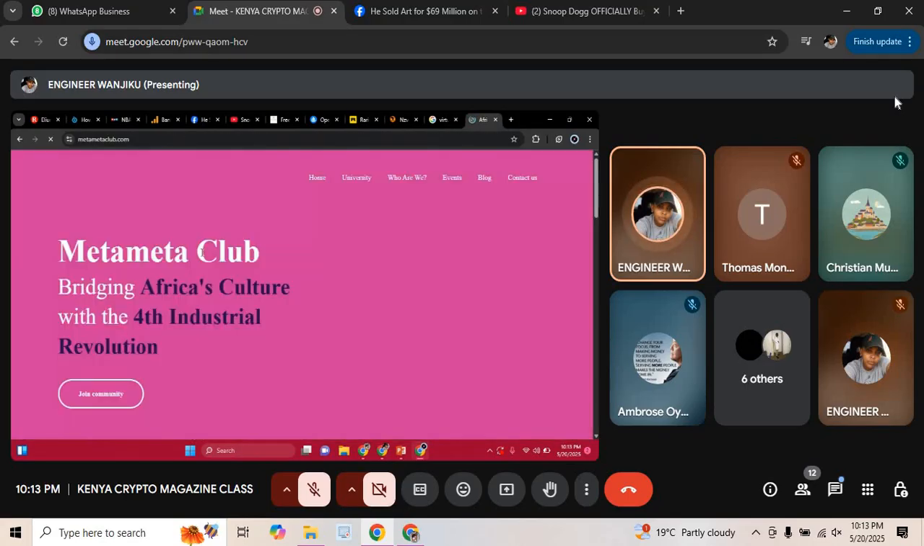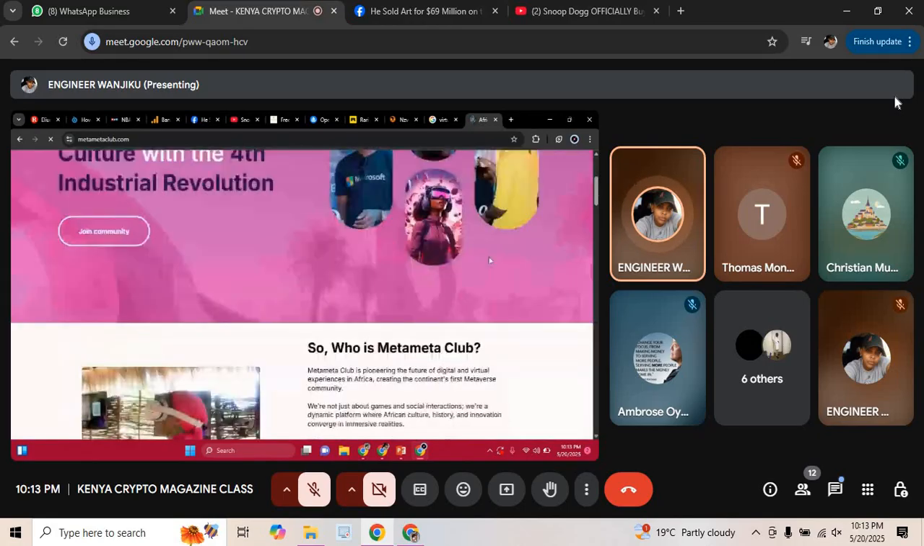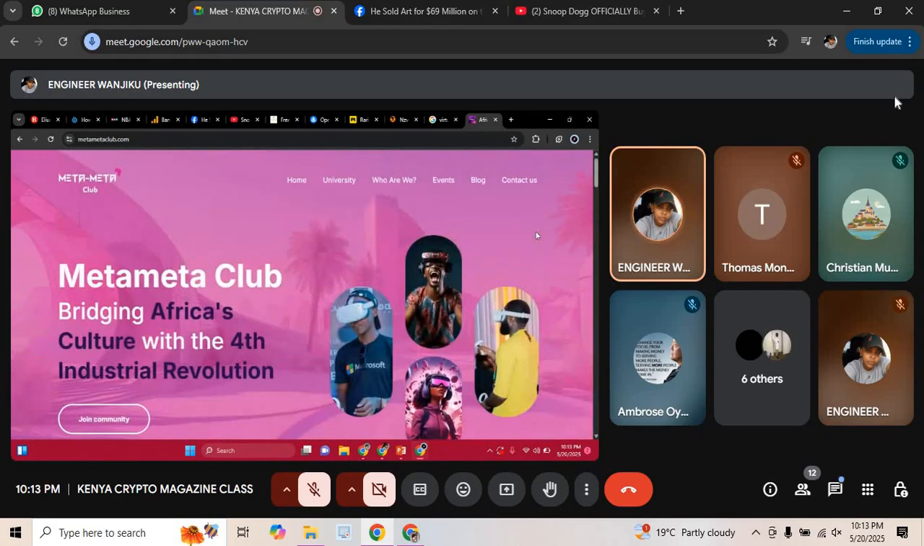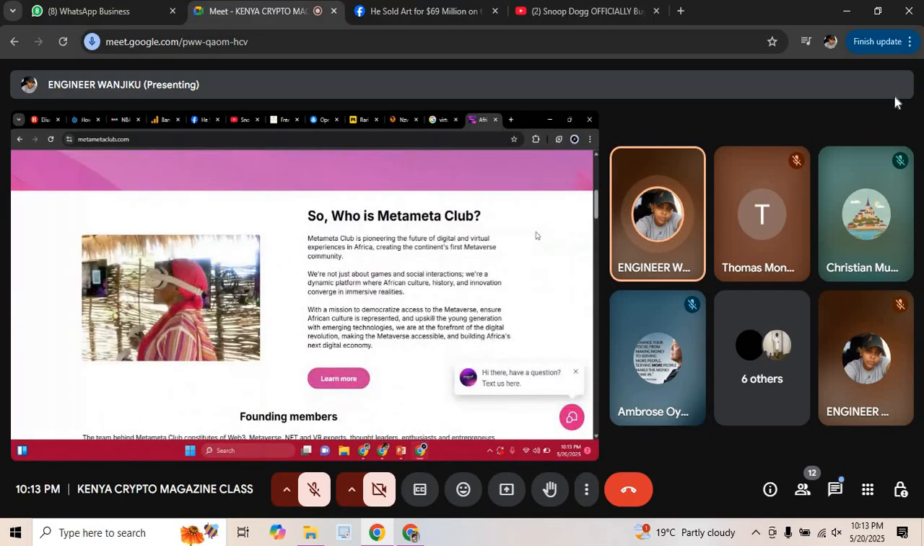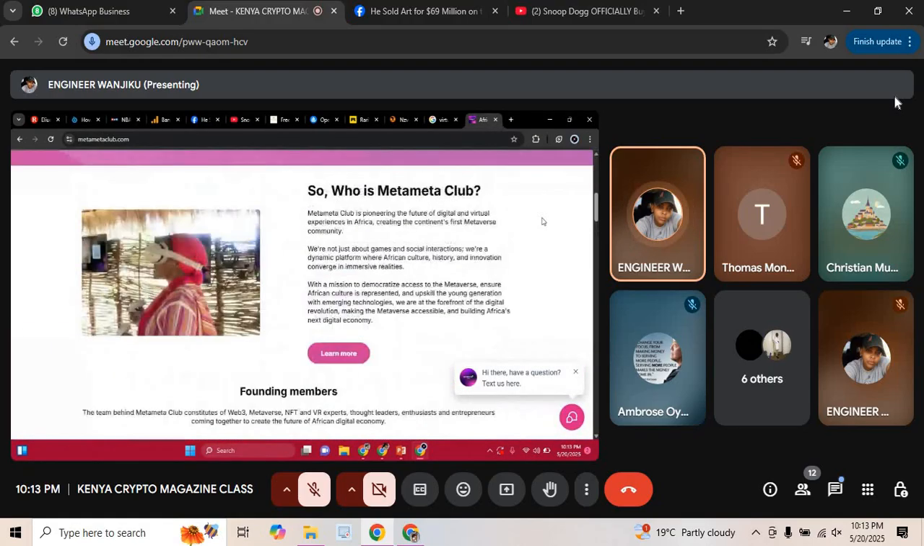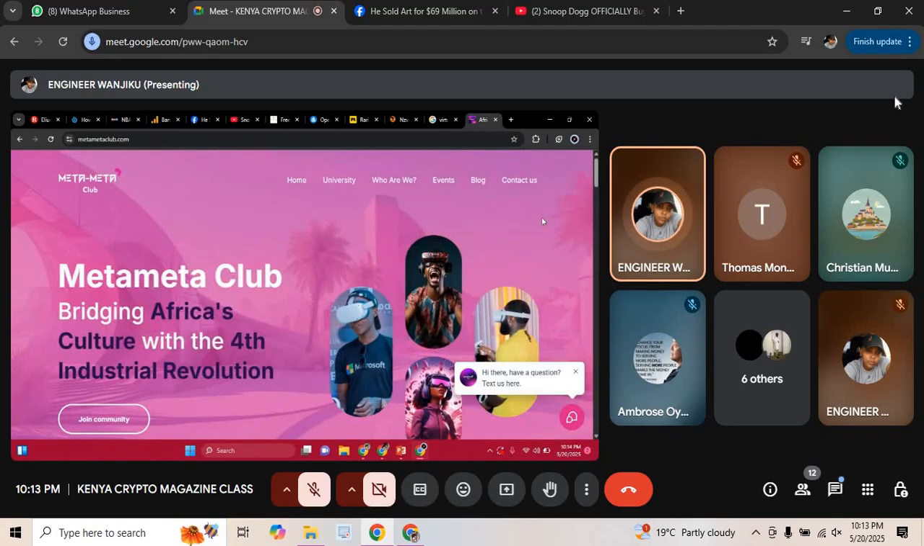They had one at KCA. They also had another one at Alliance Francaise in town, so you can go there. They always offer it for free for you to use their head gadgets, or their VR gadgets, and you'll be able to experience how the metaverse is. So you can go follow them on Instagram. This is their website, and you will be able to see all the upcoming events.